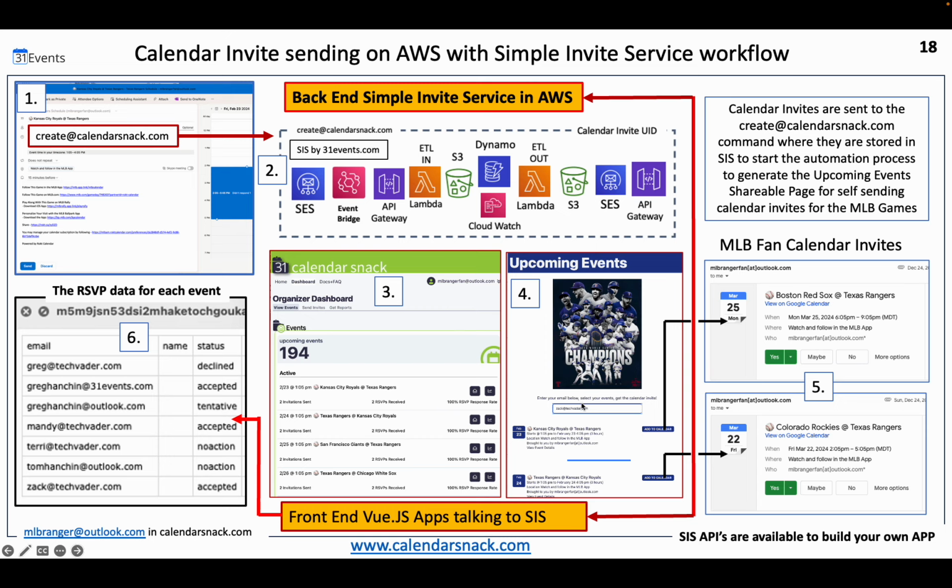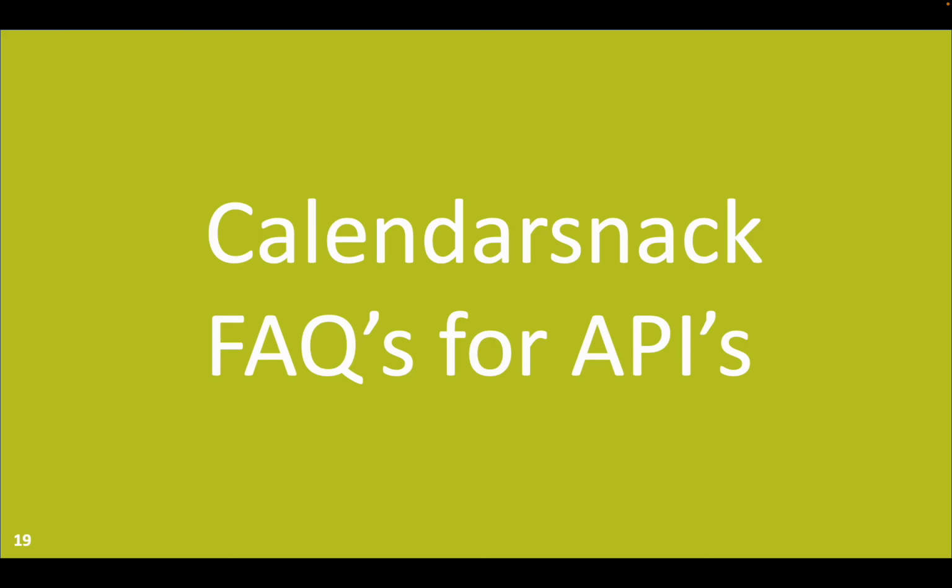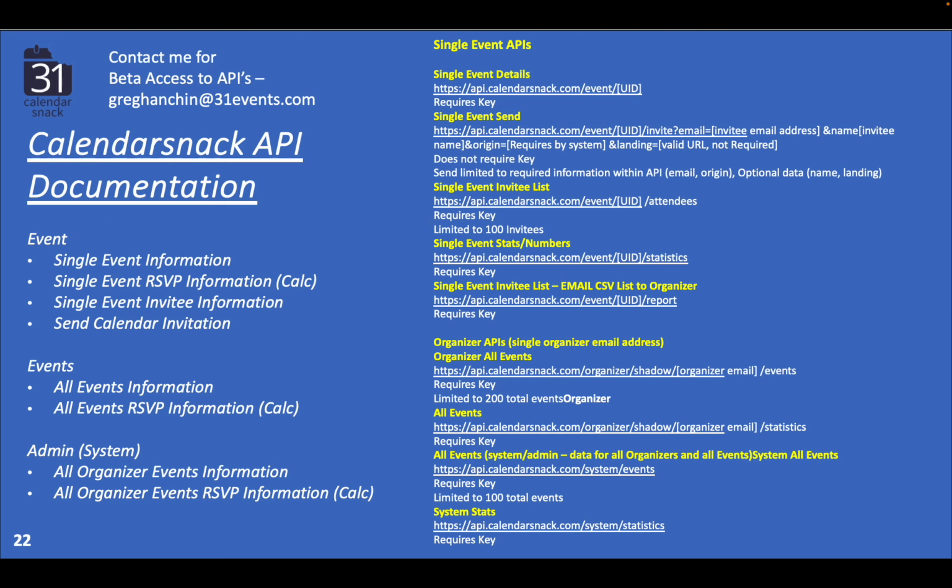From there, you can basically, in a matter of 2 or 3 minutes, be out sending test invites and then gather the data here in number 6. So 1 through 6 only take a few minutes using our example application, calendarsnack.com. And then we have some FAQs there for you.